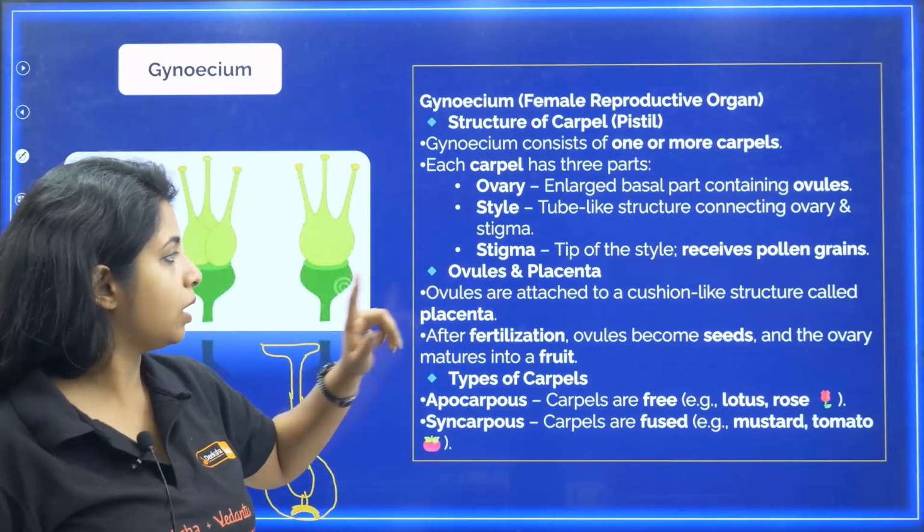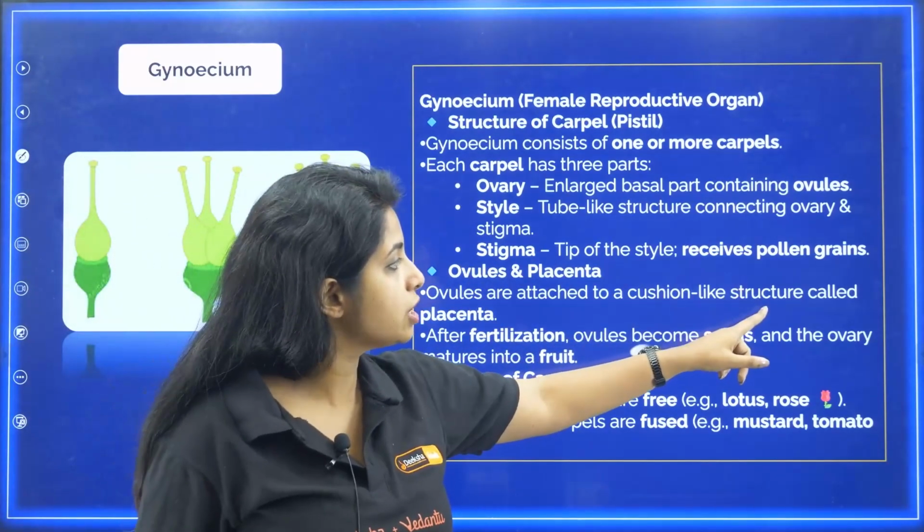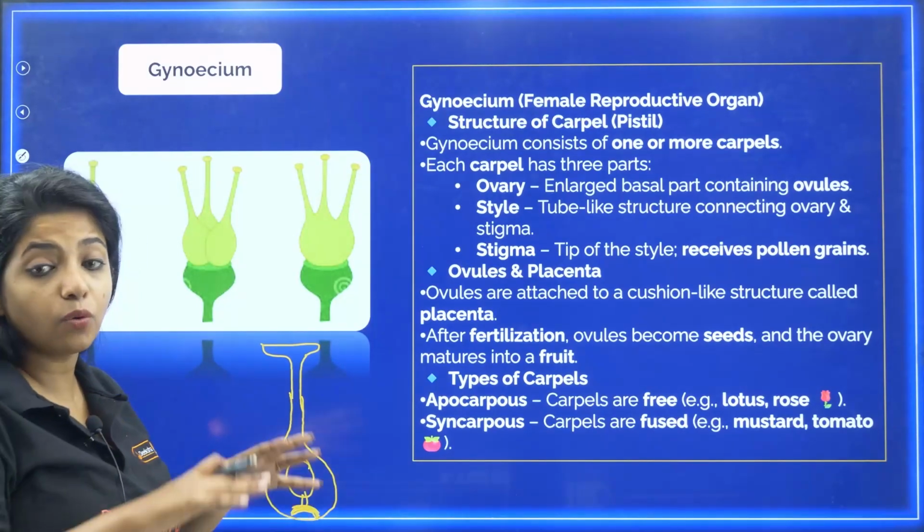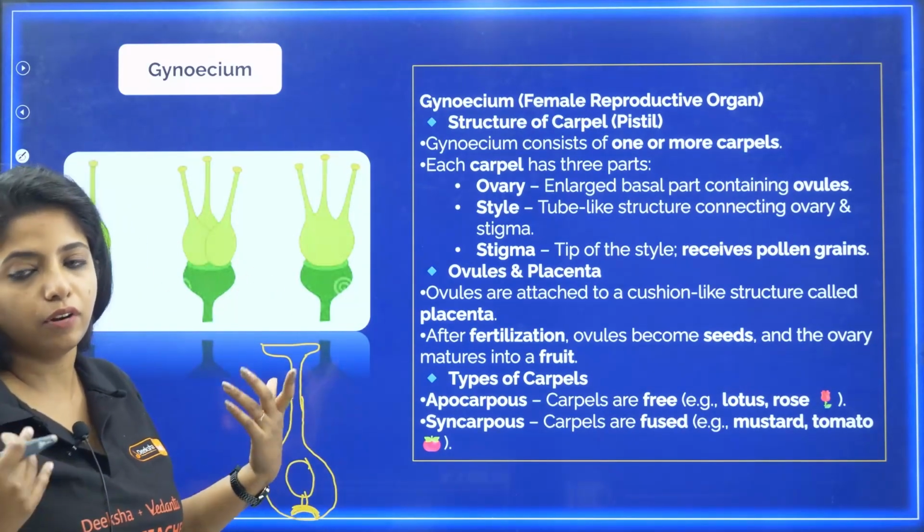Now, ovules and the placenta. Ovules are attached to a cushion-like structure called the placenta. This is the cushion-like structure that is known as placenta. Depending on what type of placenta you have, different things come up.